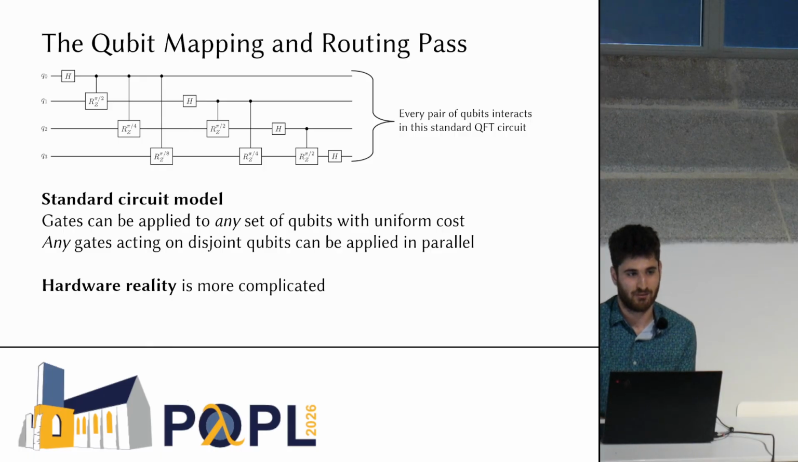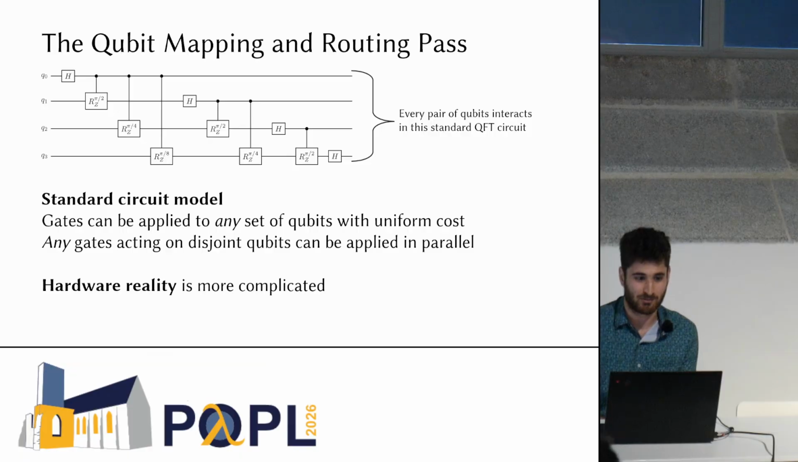The other part of this paper title, beyond generating compilers, is this idea of qubit mapping and routing. Specifically, we're targeting a compiler pass that's called qubit mapping and routing. The problem here is that when we write a quantum computation, we typically assume that we can execute any fixed arity operation on any particular subset of our qubits. That is, a gate can be applied to any set of qubits, and as long as gates are operating on disjoint qubits, then we can execute them in parallel.